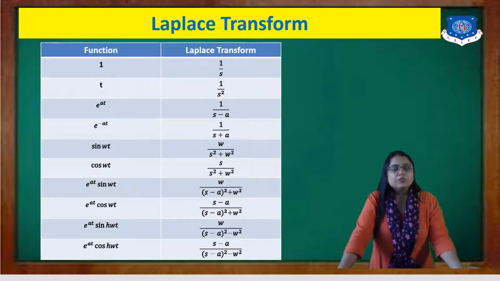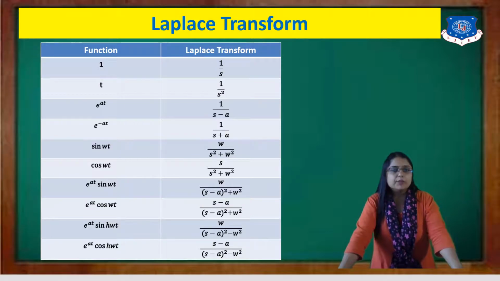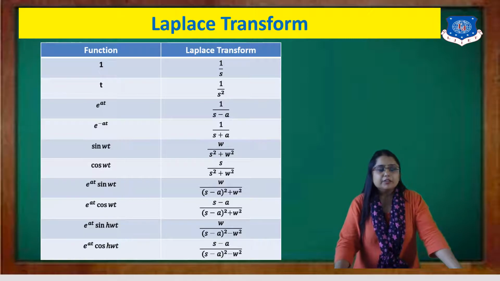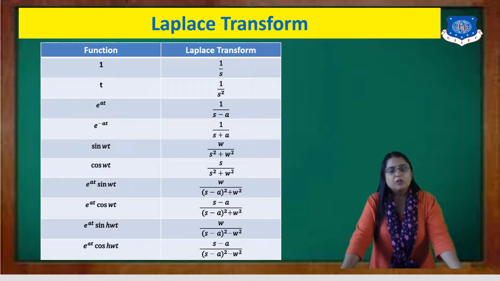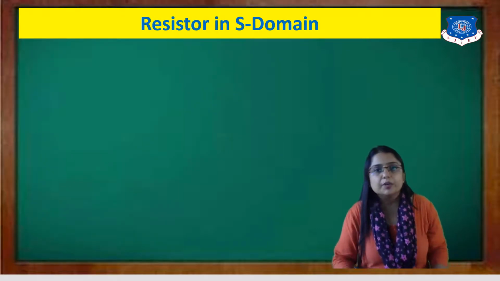So the Laplace of e raised to at cos hyperbolic omega t, that is what? It's (s minus a) upon (s minus a) whole square minus omega square. Again you just compare the equation with e raised to at cos omega t. Only one small difference, that is instead of plus, here we have minus. Now we will see how we can write the resistor in the S domain.